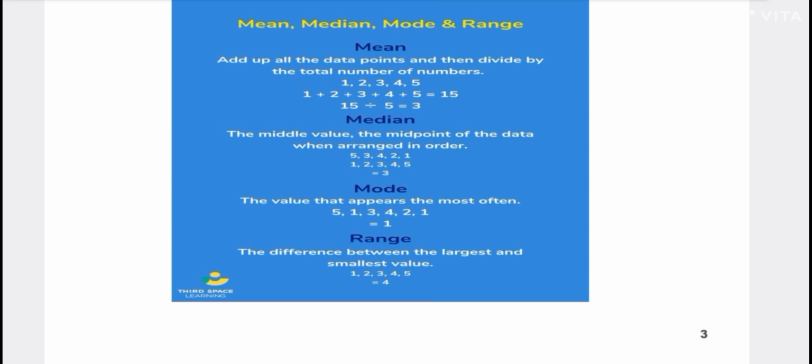And then median is just the middle value, the midpoint of the data. First of all, for any kind of data or sequence, you have to arrange it in order. So here is the sequence 5 3 4 2 1. First of all you have to put it in order, starting from 1 to 5, then the mid value is 3, so 3 is the median here.